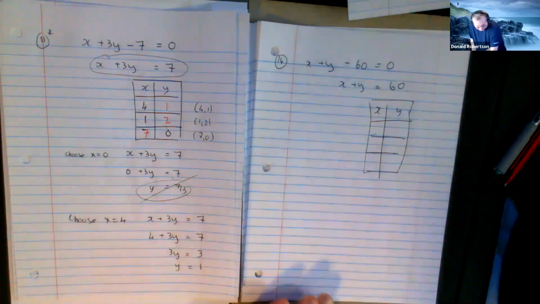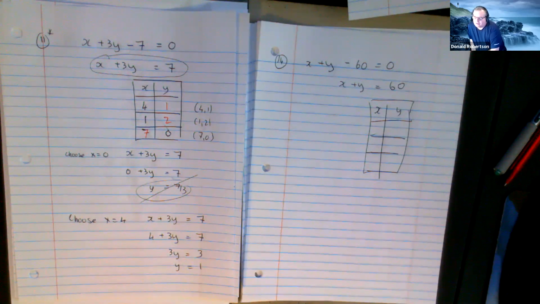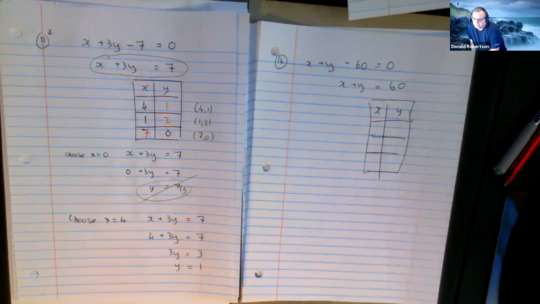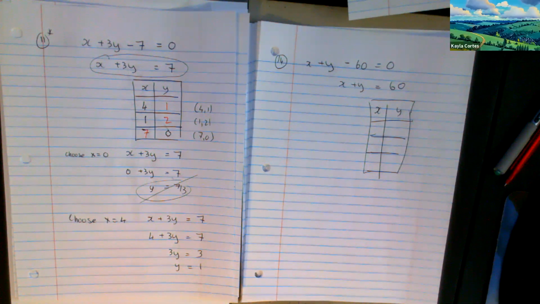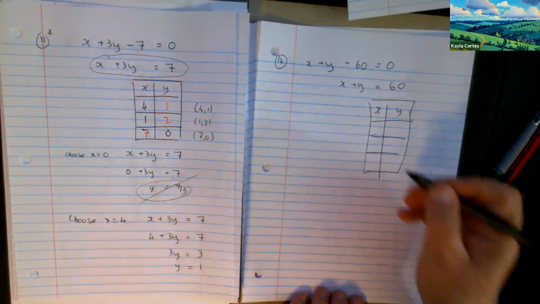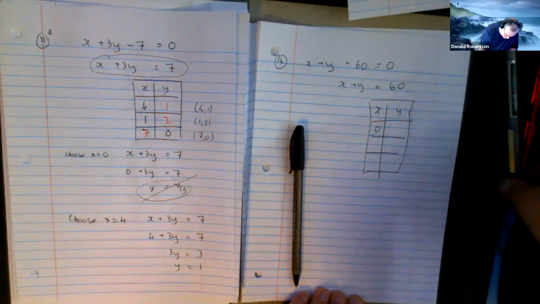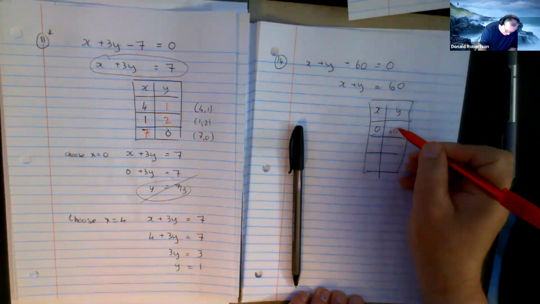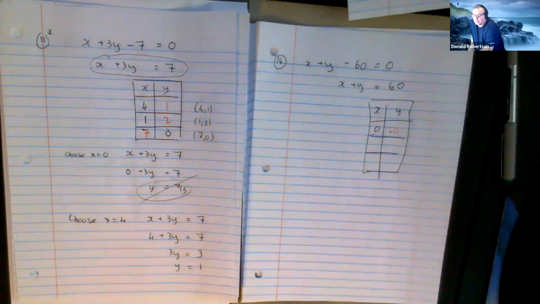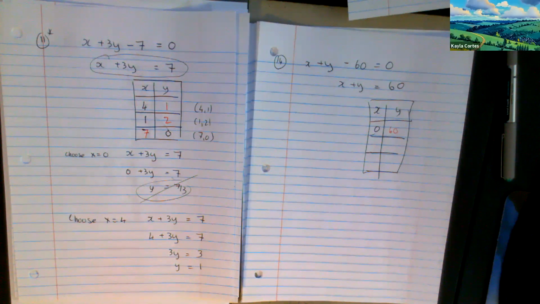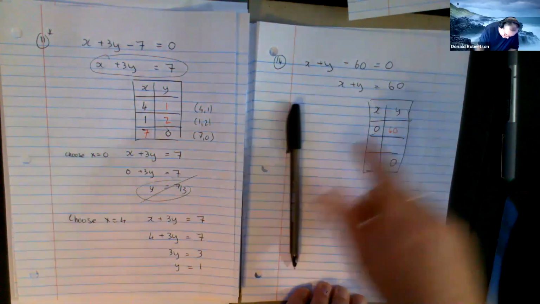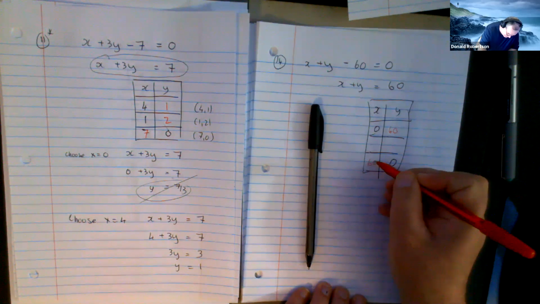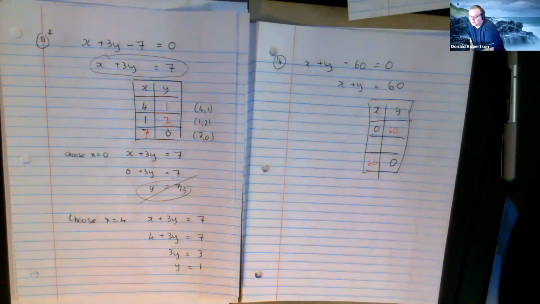Okay. Give me an X value. 0. 10. Yeah, 0. And if you do the work, you get 60. Give me a Y value. 0. And can you trust me that it works and you get 60? We're almost done with this one, right?